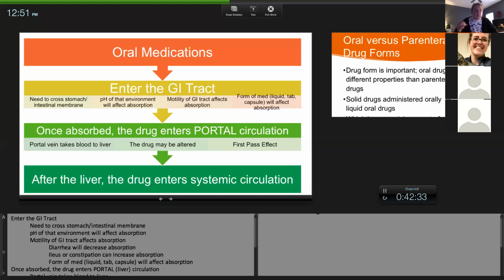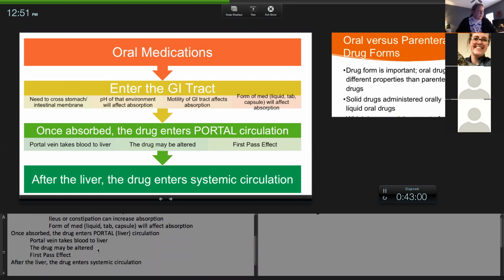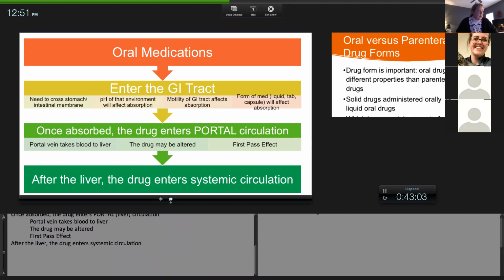But once it goes through the liver, now it enters systemic circulation, and once it's in systemic circulation, it can go to the target tissues. This is why you don't typically give an oral medication and see an effect in like 5 minutes. It has to go through all these processes before it can become active drug in systemic circulation. So here are some notes under here about the drug.